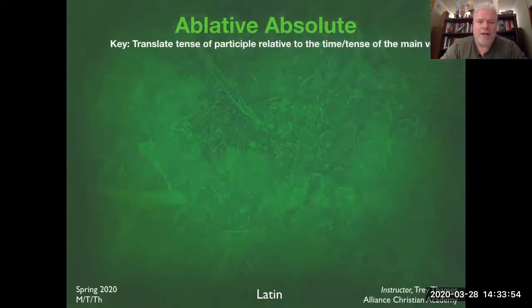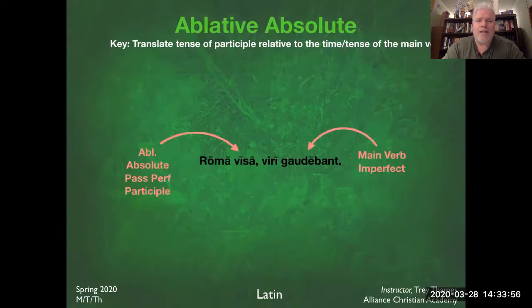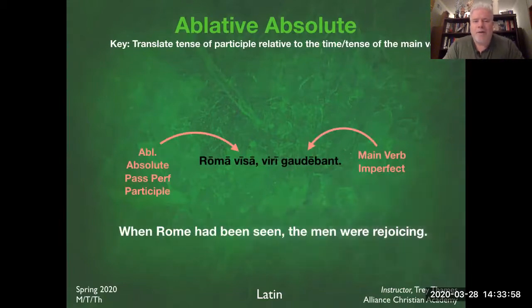And I have to apologize. I think this window is right on top of the title, but that's okay. It just simply says participles. The key to translating the tense of the participle, I'm sitting here trying to read this and I'm focusing on what's going on at the bottom of the screen. The key is to translate the tense of the participle relative to the time or tense of the main verb. We talked about that already.